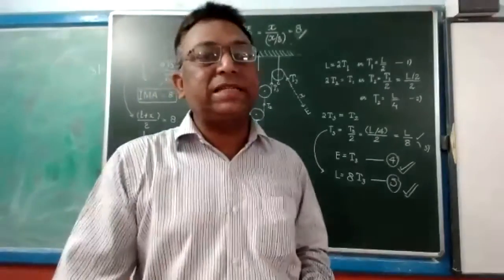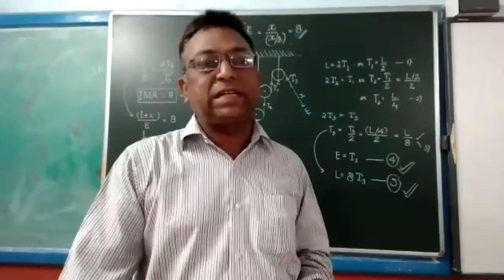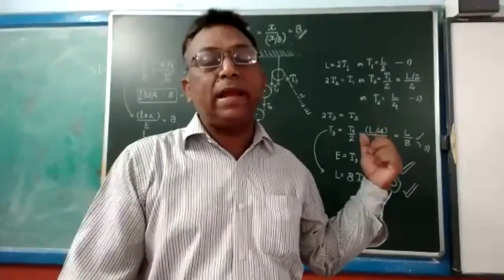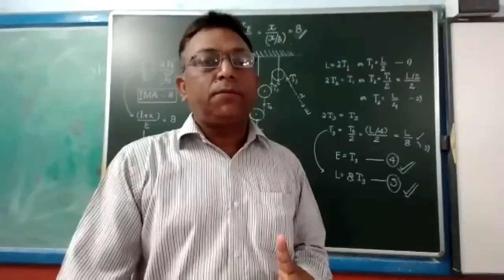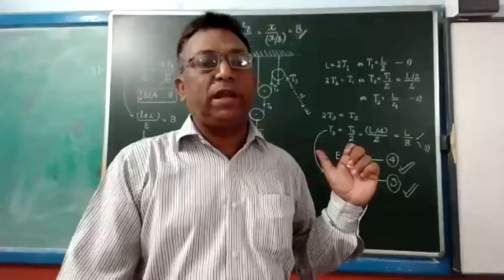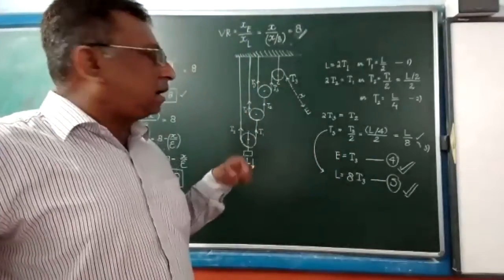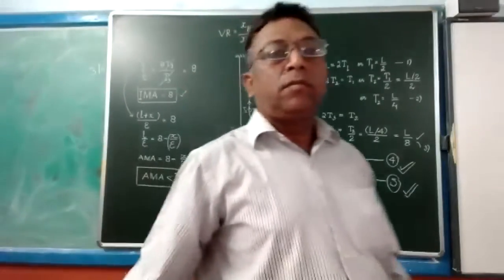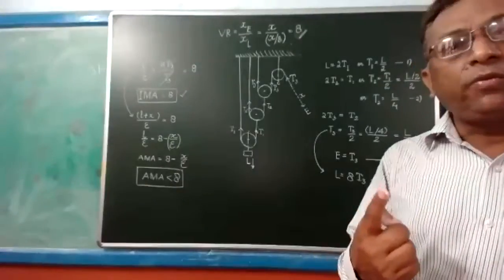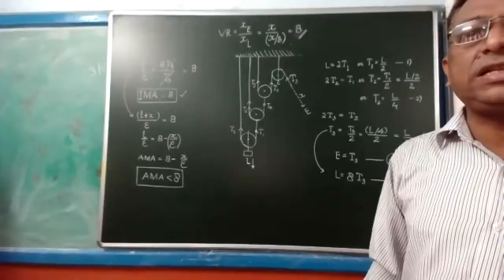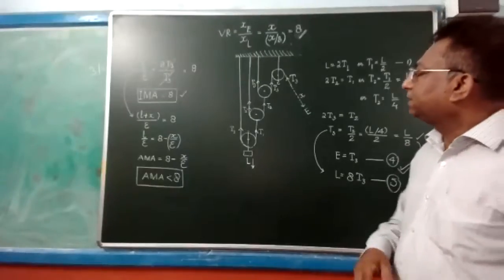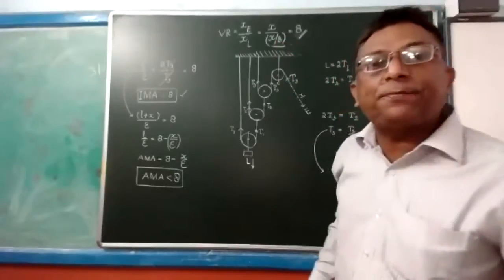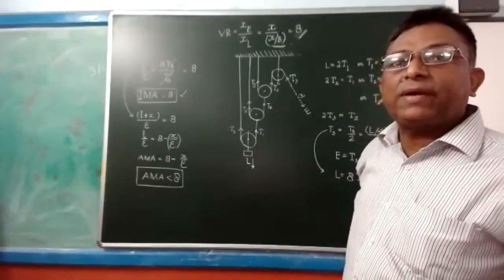Now we can find the percentage efficiency. Efficiency is equal to mechanical advantage divided by velocity ratio. It is 1 for an ideal machine, an ideal system of pulleys. For an actual, practical machine, efficiency is less than 1, or its percentage efficiency is less than 100%. Here I committed a mistake. It should be x by 8, not x by 4. Clear? So, Tiwari, got the point?